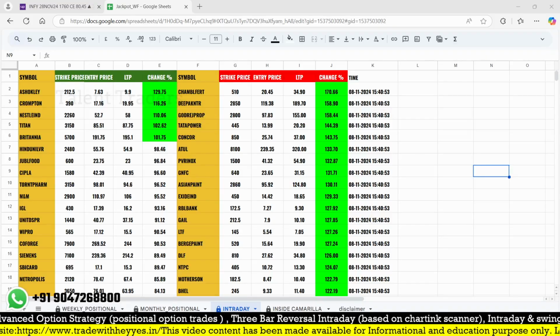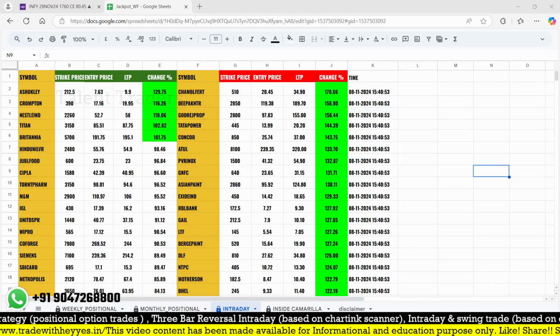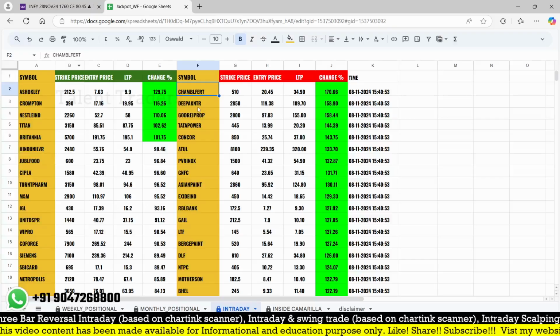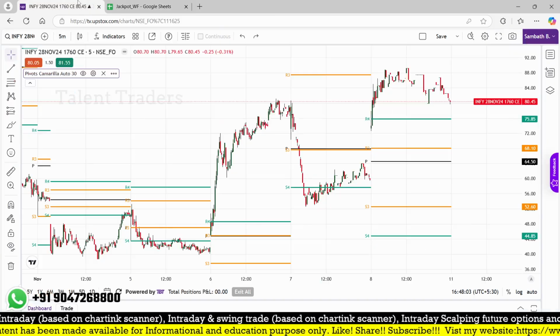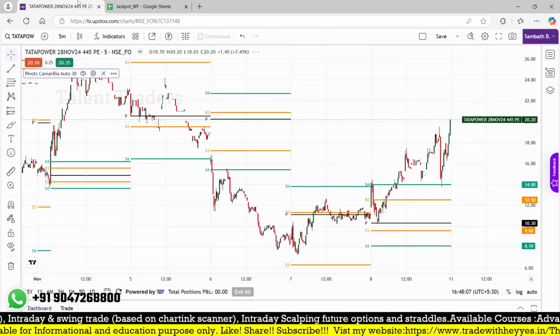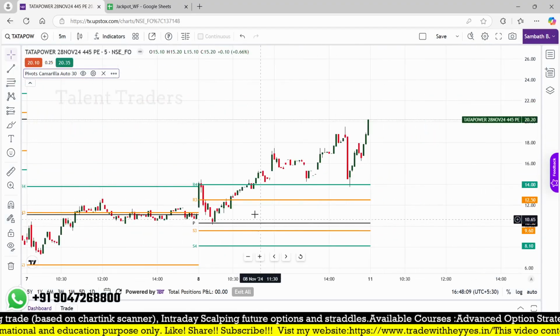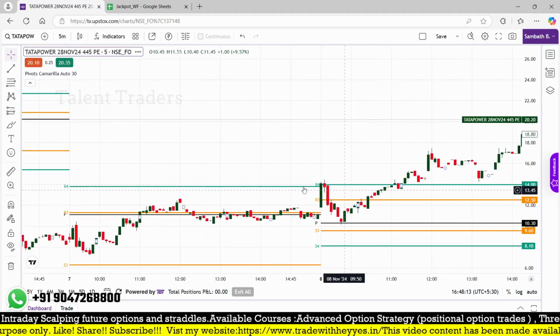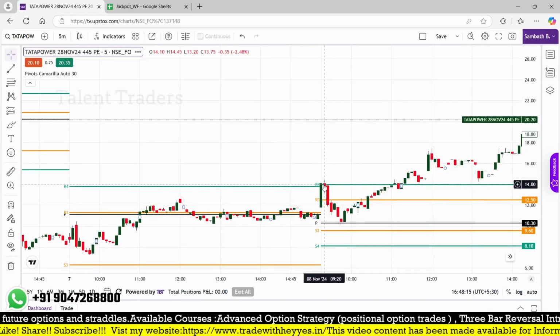Okay, it would filter out all the stocks from this list. For example, the top breakout stock is Tata Power 445. I'm selecting based on quality. The right side is puts, the left side is calls. So here is an R4 breakout. In the first candle, it gave the breakout between 9:15 and 9:30, so I don't consider this a valid breakout.